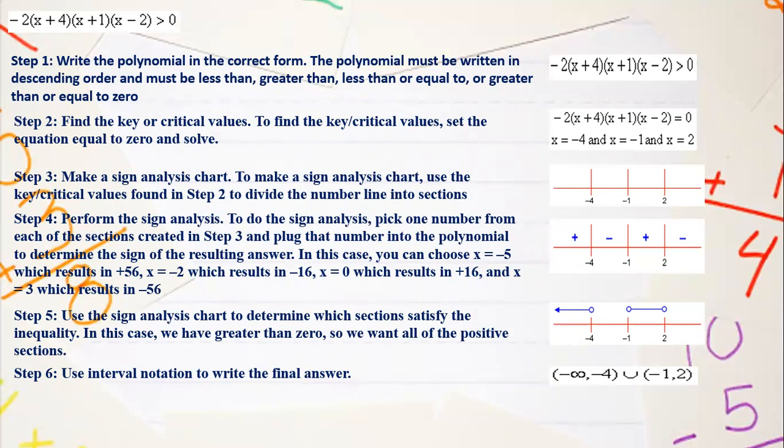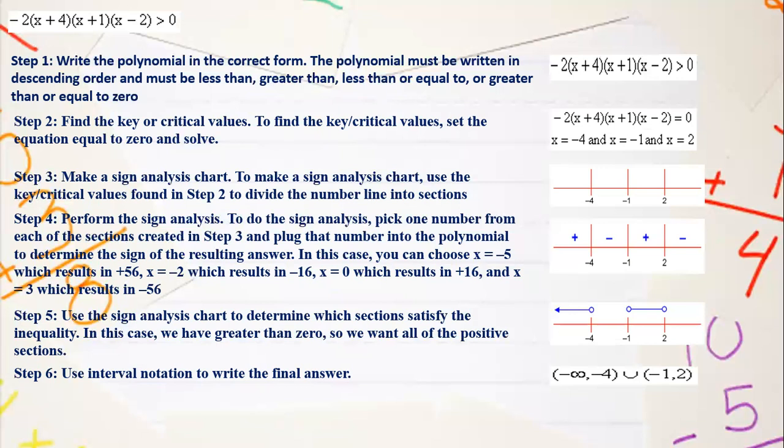Step 2 would be to find the critical values, just like we have done in the last question. So we set the equation to 0 and solve: -2(x + 4)(x + 1)(x - 2) = 0. We solve it and we get x = -4, x = -1, and x = 2. To make a sign analysis chart, we use the critical values found in step 2 and divide the number line into sections. So we divide the number line at -4, -1, and 2.